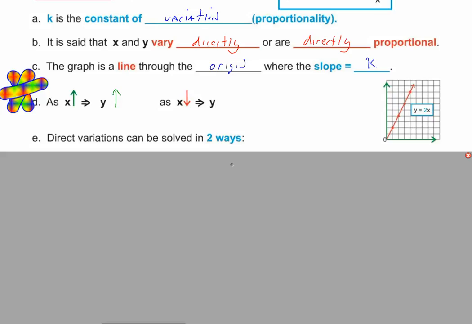All right, and so same thing the other way. If you decrease x, then you'll decrease y. They are directly proportional. Directly proportional.